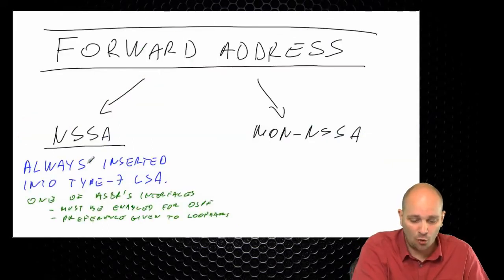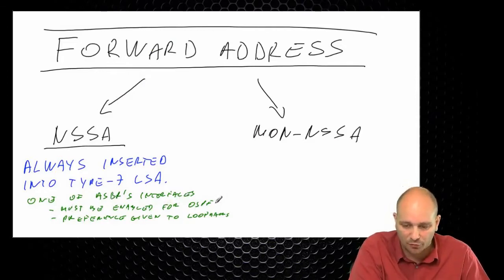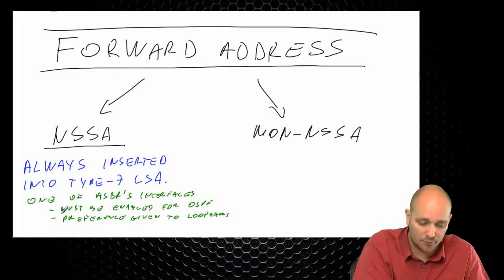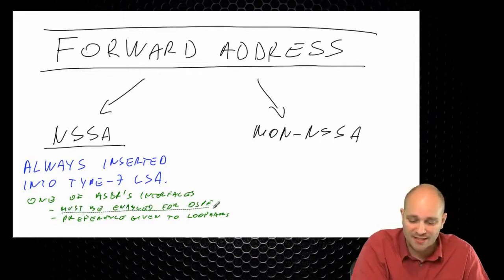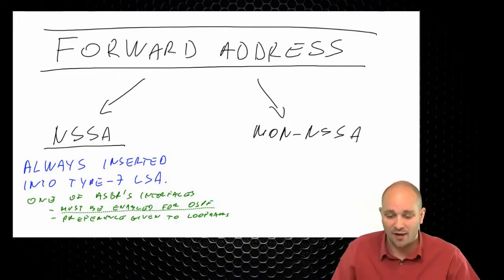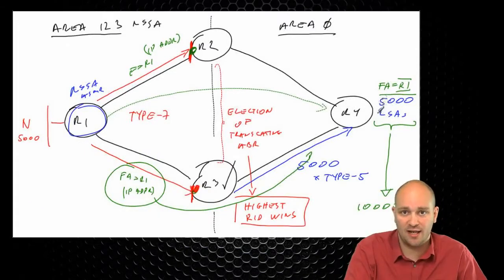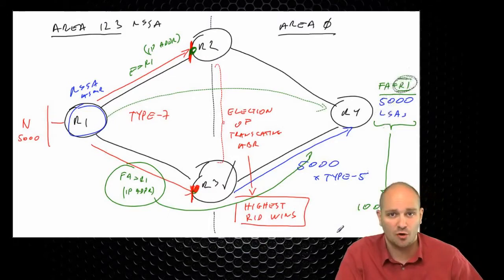It says always inserted into type 7 LSA. It's going to be one of the ASBR's interfaces, and it must be enabled for OSPF. So this is the significant part. Because this was enabled for OSPF, the assumption is that this will actually be available outside the area. So here, R4 now has these 5,000 LSAs, and it knows they are coming from an IP address of R1.